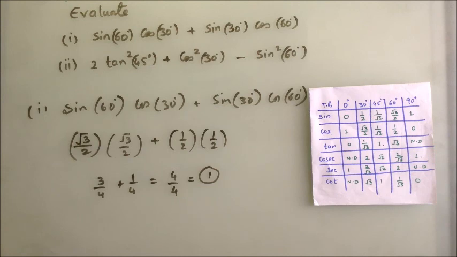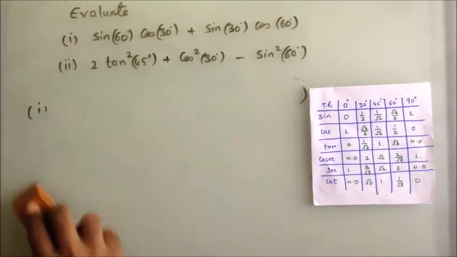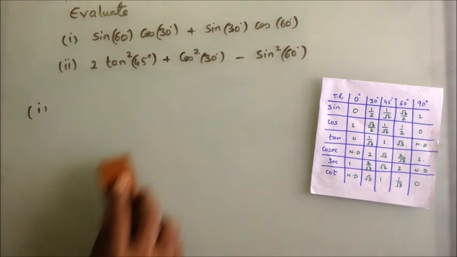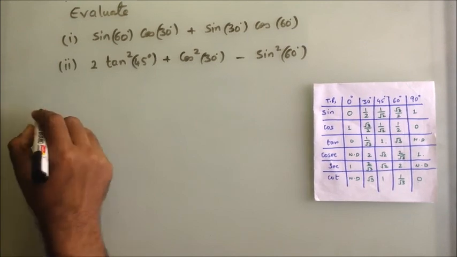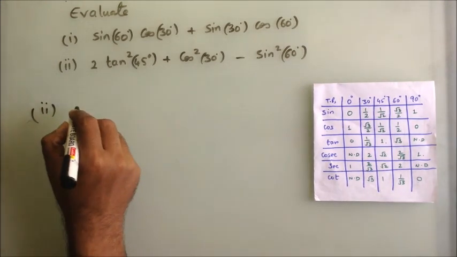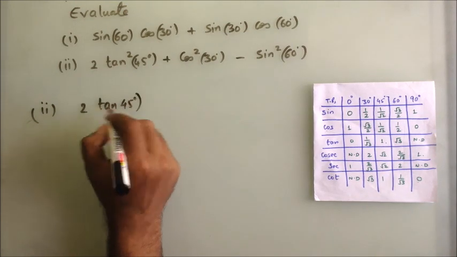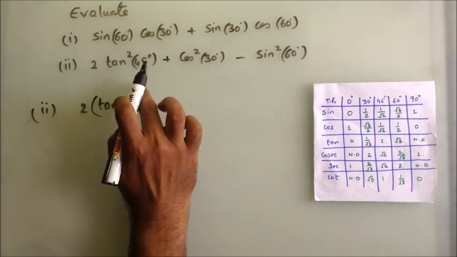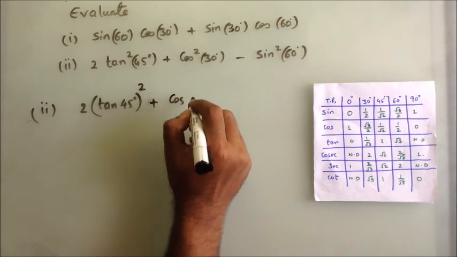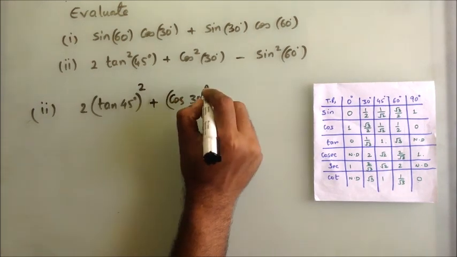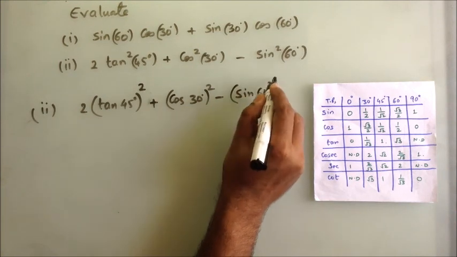We'll move to the second part. In the second part we have 2 tan square 45 degree. Now 2 tan square 45 degree can be written as 2 tan 45 degree whole square, because tan square 45 means tan 45 whole square, plus cos square 30 can be similarly written as cos 30 whole square, and similarly sine square 60 is sine 60 whole square.